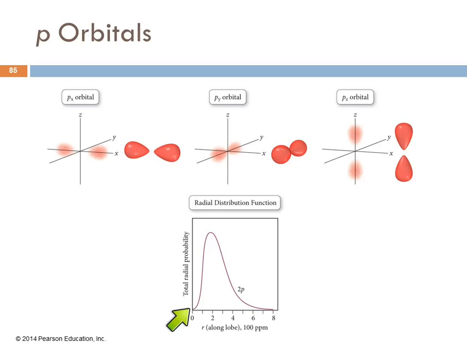The 2p orbitals, they have a node at 0, but they don't have any other nodes. Here's our radial distribution function. Now, the electron could be in either side, and in a way, it's in both sides. Isn't that just lovely?